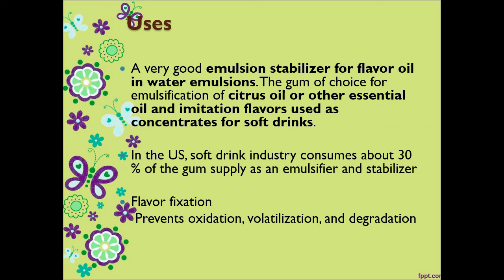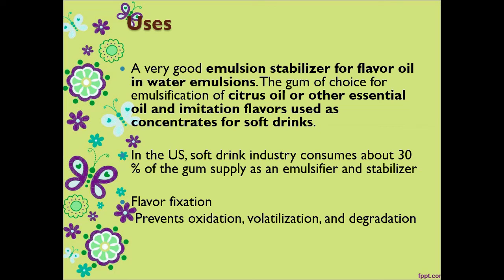So gum arabic is a very good emulsion stabilizer for flavor oil in water emulsion. It prevents the separation of oil and water. So addition of gum arabic will stabilize the emulsions. And this gum arabic is the choice for emulsification of citrus oil or other essential oil, and imitation flavors used as concentrates for soft drinks.